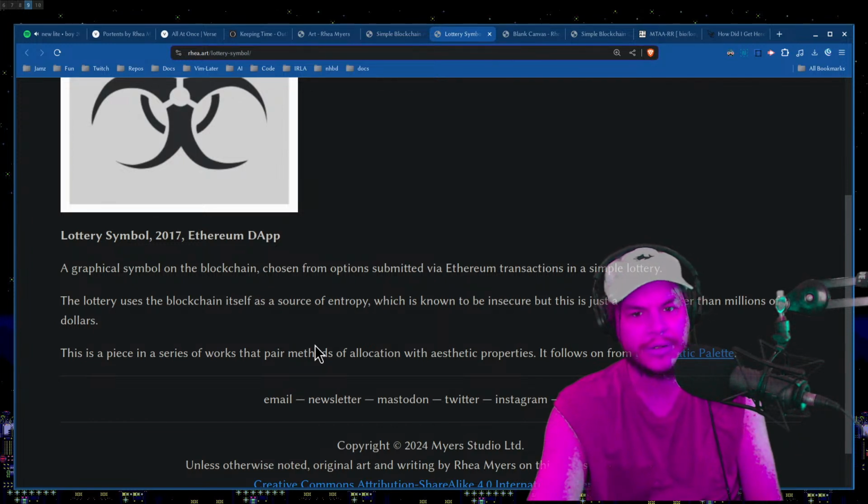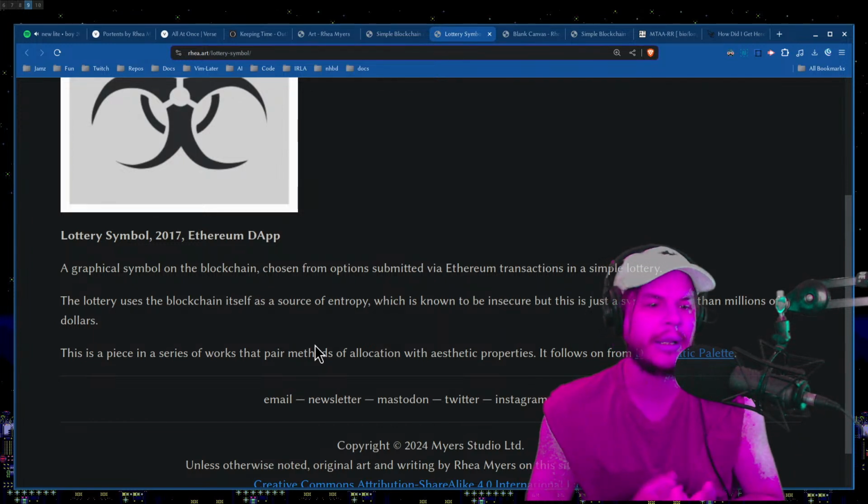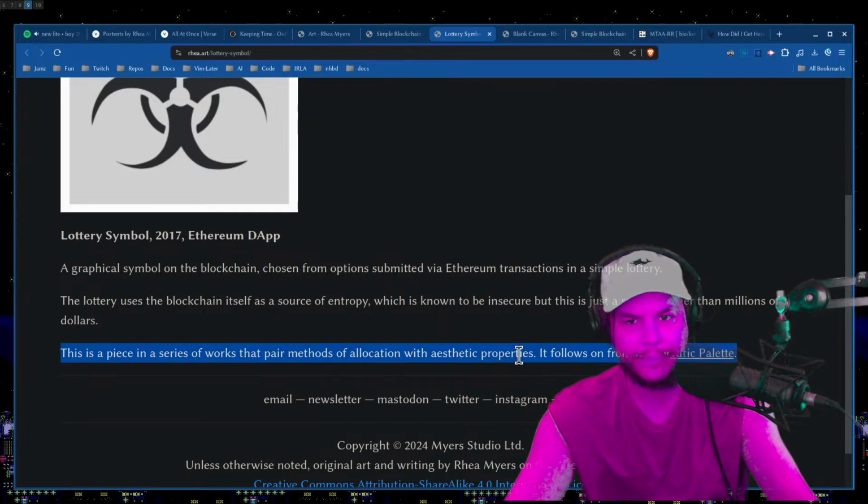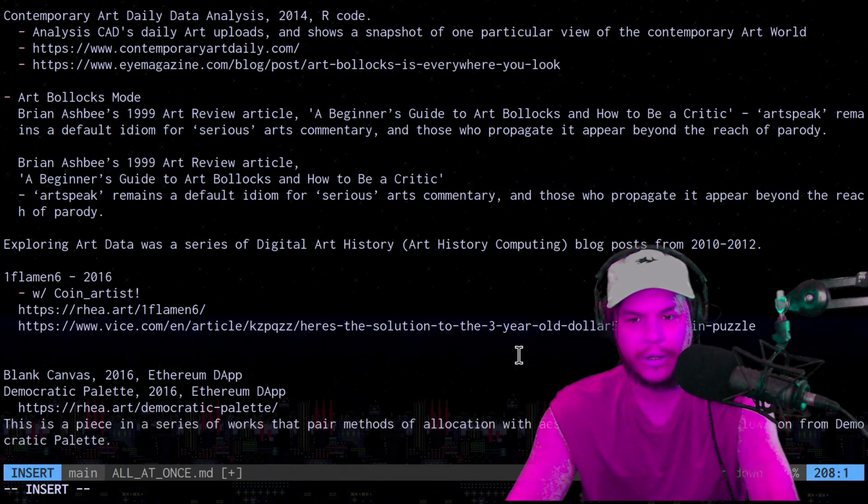This is a piece in a series of works that pair methods of allocation with aesthetic properties. Exactly. So that's part of this series.